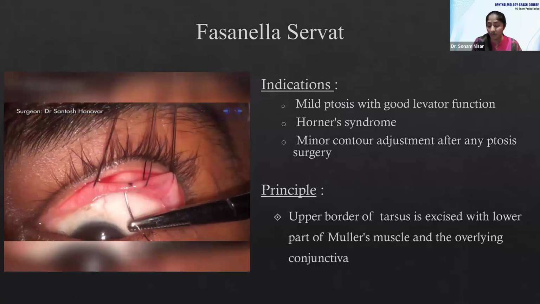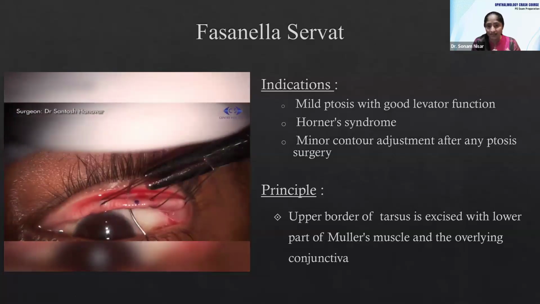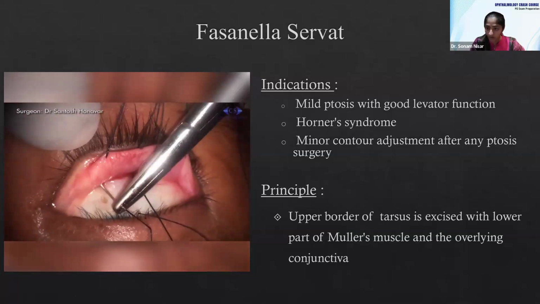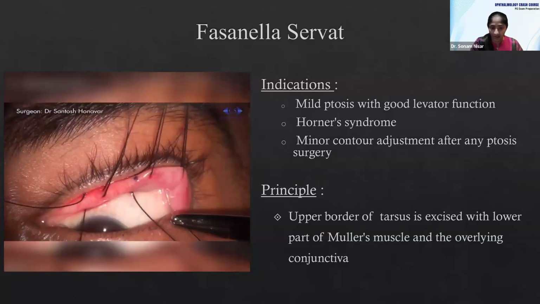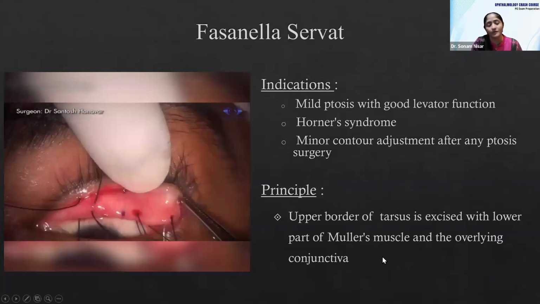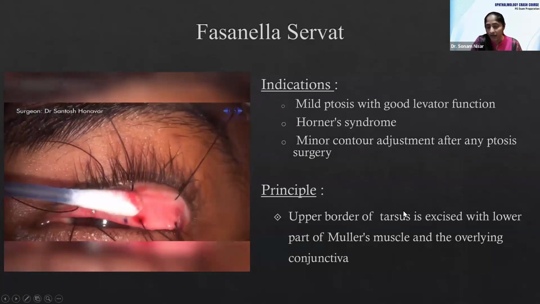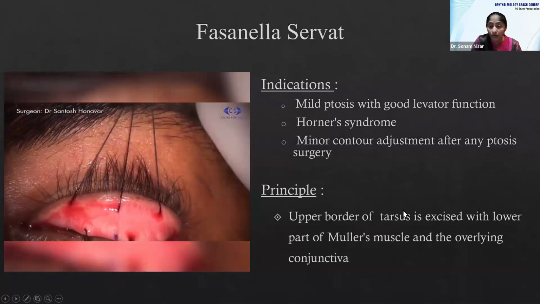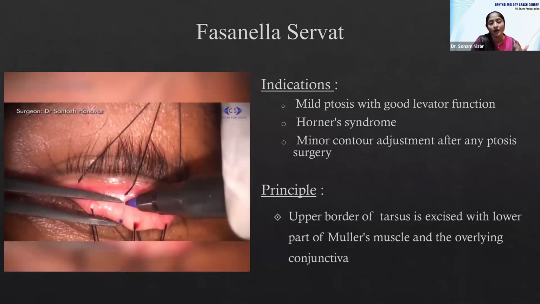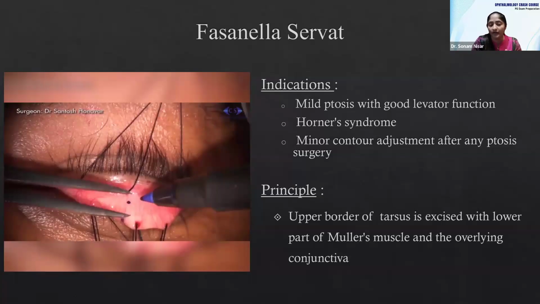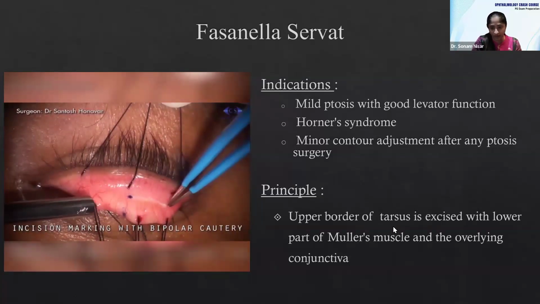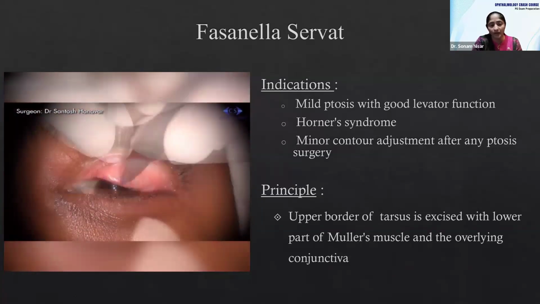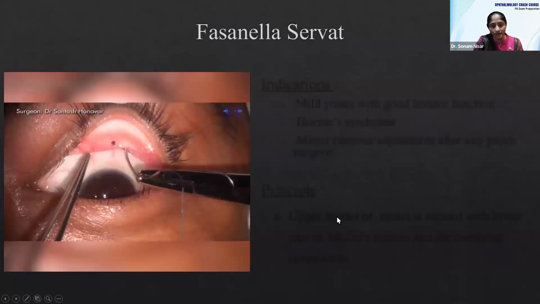Nowadays, we don't really prefer that because if you excise the tarsus too much, it can lead to entropion. It can lead to posterior lamella scarring. So this is not a very favored procedure. What are the indications? Indications would be very minor ptosis, dry eye or corneal syndrome, or where you go through some minor adjustments after a primary surgery. So these would be the indications for Fasanella-Servat surgery.